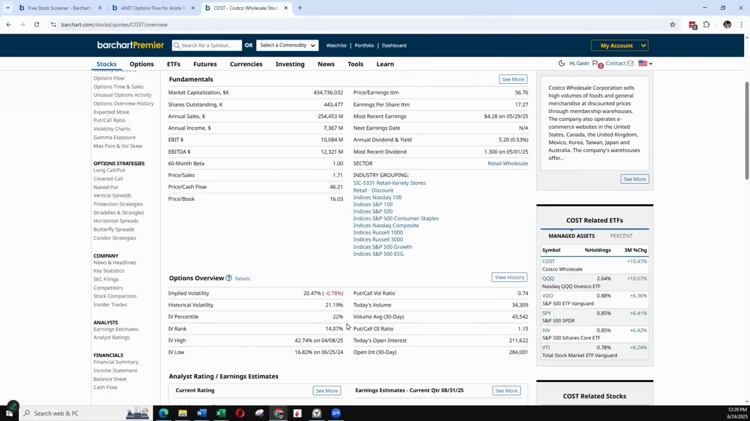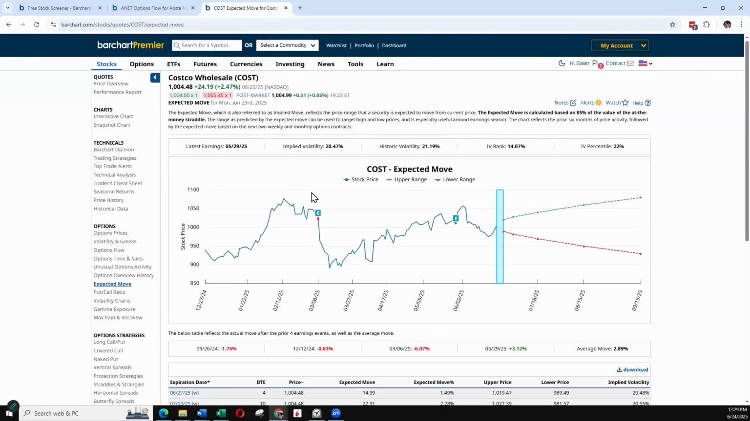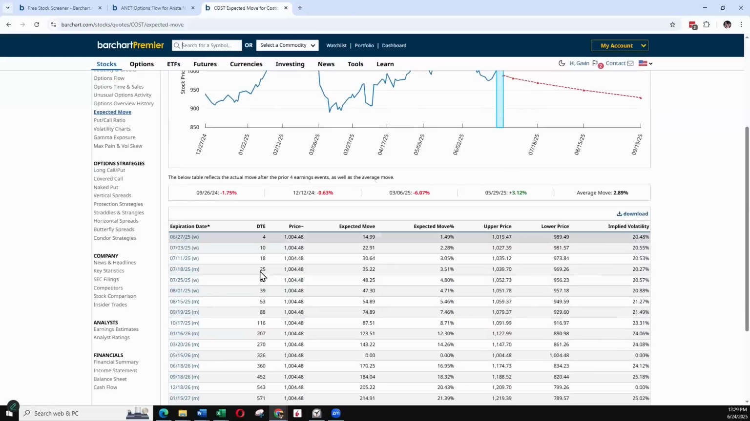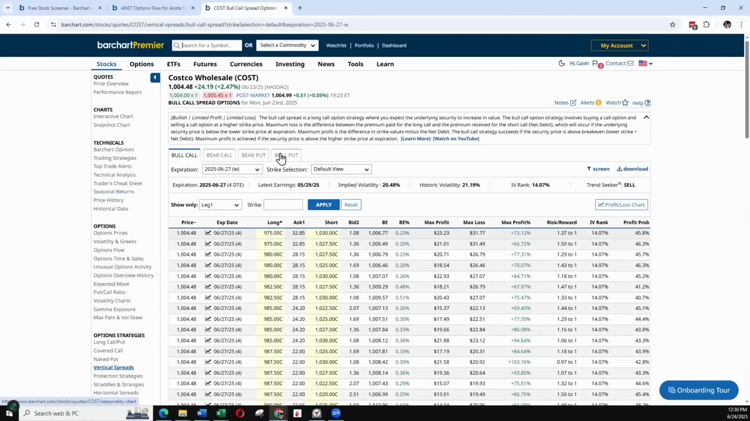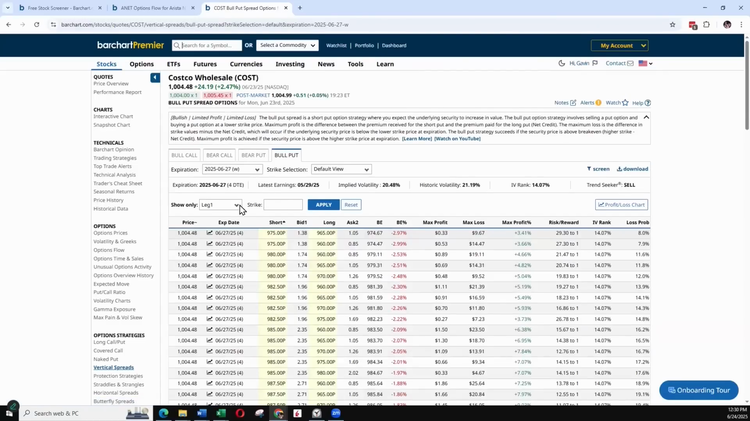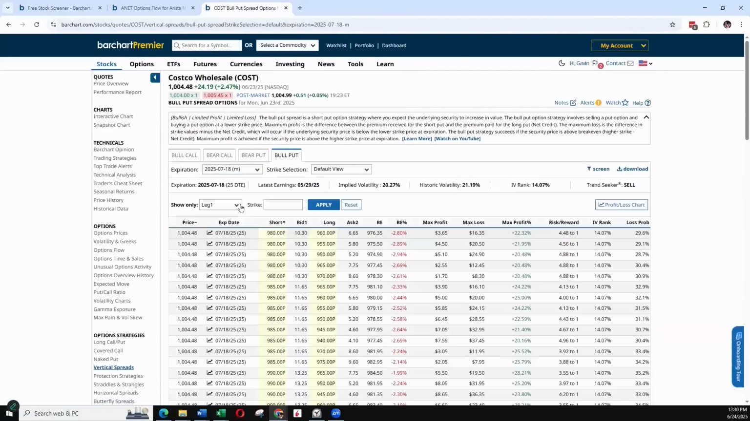IV percentiles are a little bit low, but again, I'm okay with that. I'm still going to look at a bull put spread. We'll check out the expected move. And the expected move for the July expiration is basically 970 on the downside. So let's go and have a look at our vertical spreads, and the bull put spreads. We'll change our expiration to July. And we wanted our short option to be about 970.